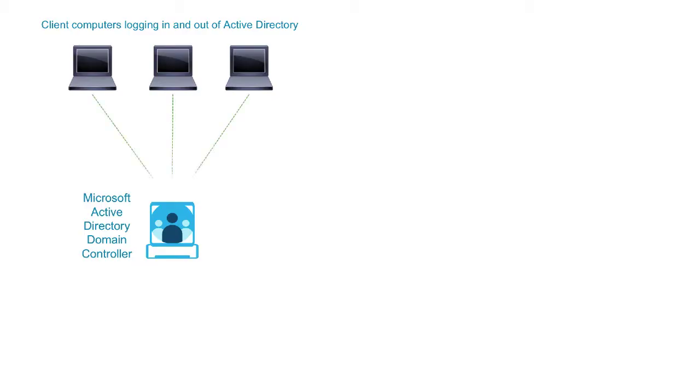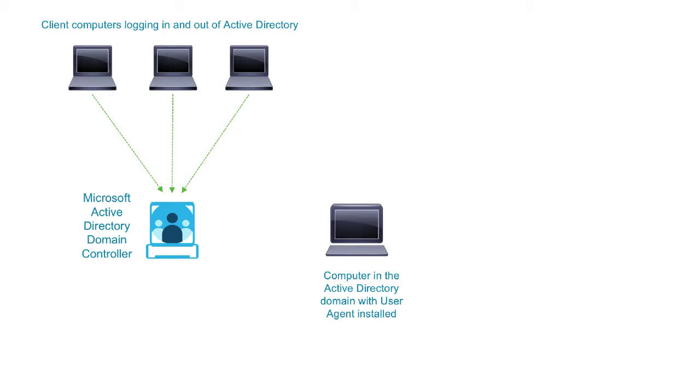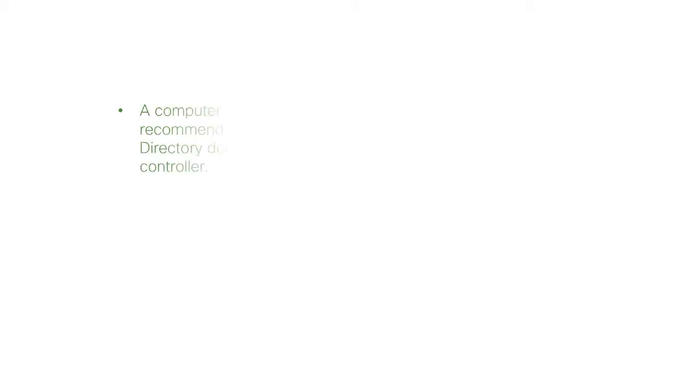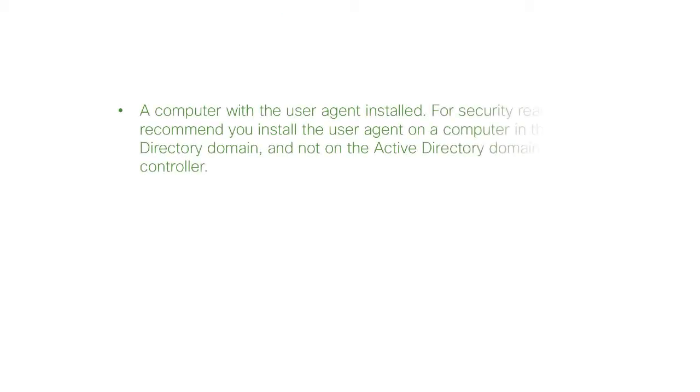The Cisco User Agent monitors a Microsoft Active Directory domain controller and sends user login and log-off information to the Firepower Management Center. A complete user agent configuration includes the following: a computer with a user agent installed. For security reasons, we recommend you install a user agent on a computer in the Active Directory domain and not on the Active Directory domain controller.